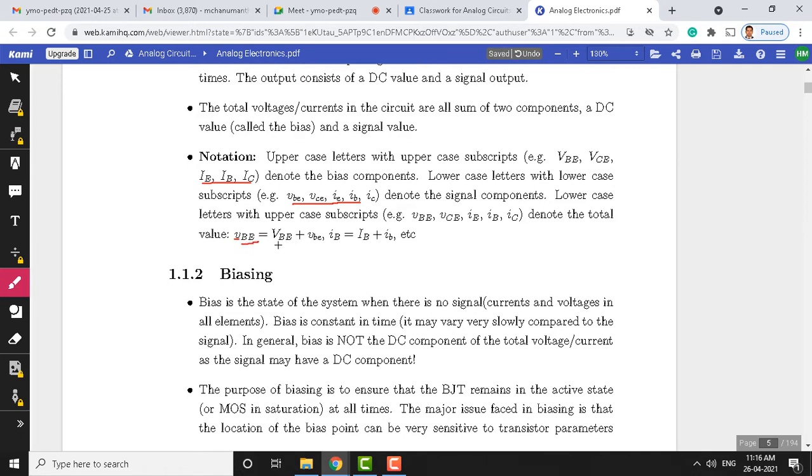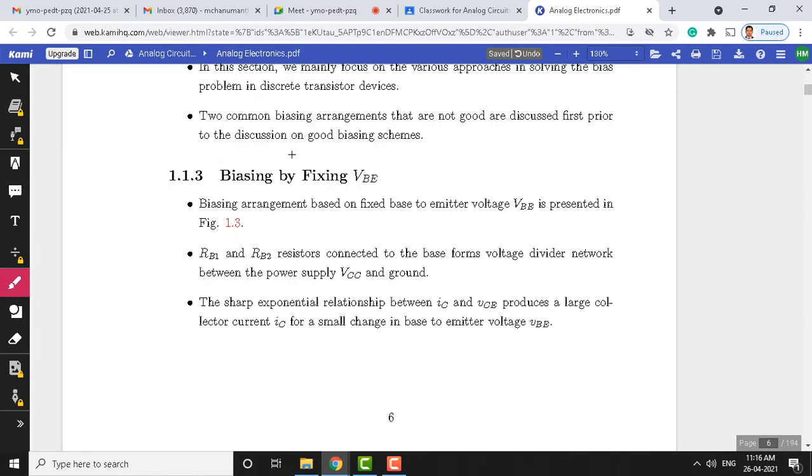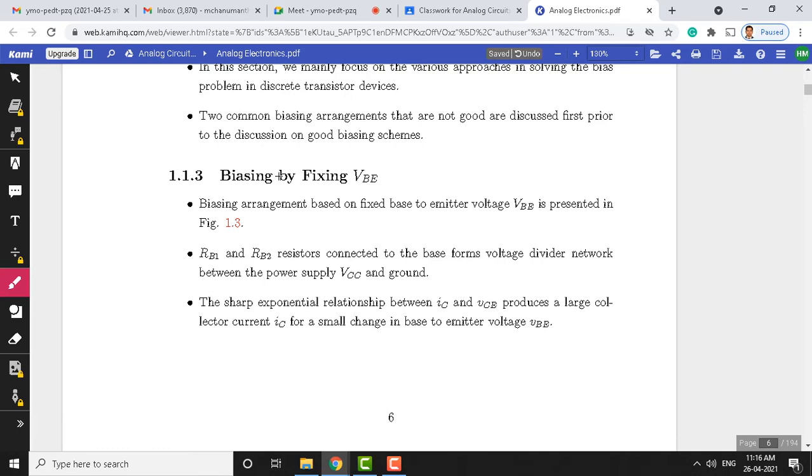Okay, it may be the voltage or total value of it may be the current here. Following which we have discussed even biasing also. So we defined what is biasing. Later we have taken 2 different kinds of biasing schemes as an example. These 2 biasing schemes are not good biasing schemes. The reason I will brief you on shortly.